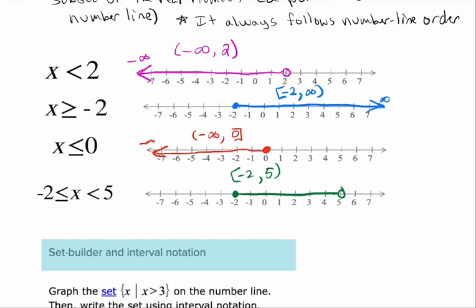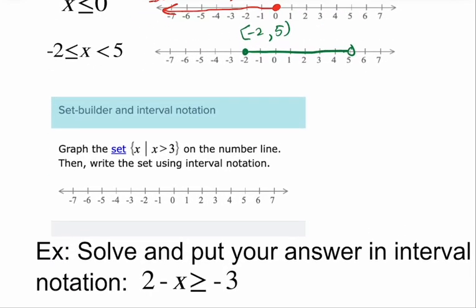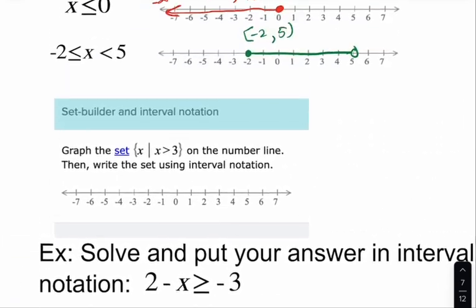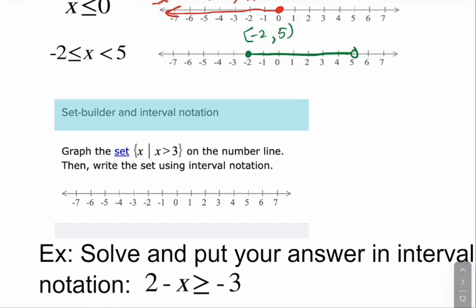Oh, that's going to be a bracket. Okay, so if you are equal to something, put a bracket. If you don't have the equal to symbol, put a parenthesis. Okay. Any other questions about those four?